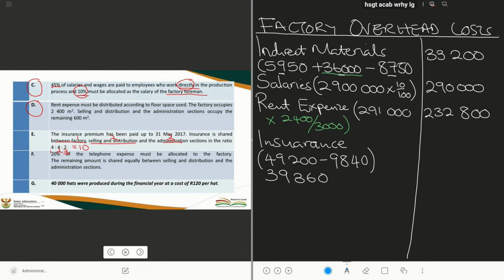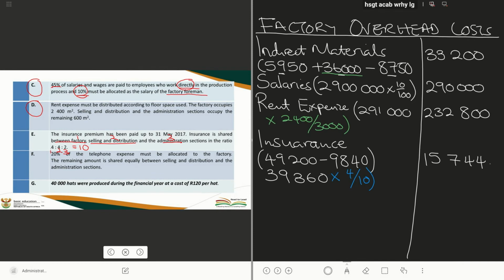Simple. It simply means you now say 39,360 multiplied by 4 over 10. And it will give you 15,744. Okay? Punch it again. You say 39,360 multiplied by 4 over 10, and it will give you definitely 15,744. That is on the insurance.